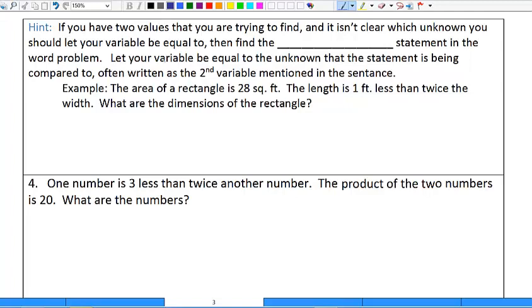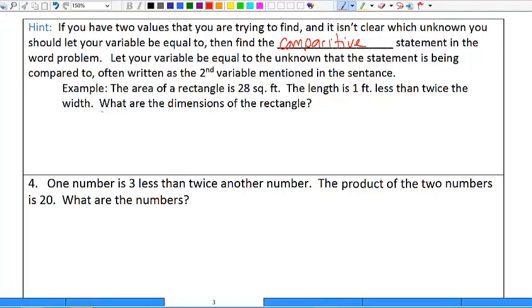But if you have two values that you're trying to find, like sometimes length and width, or sometimes two different numbers, and it's hard to tell which one you should find, and it may be unclear which unknown you should make your variable equal to, then what I want you to do in that case is find the comparative statement. That's where a statement is comparing one of your variables to the other. Then let your variable be equal to the unknown that the statement is being compared to. It's often written as the second variable mentioned in the sentence.